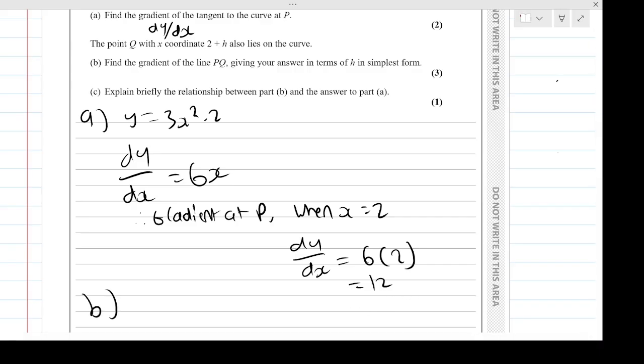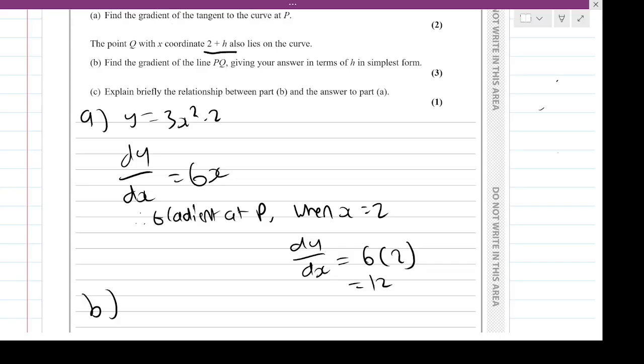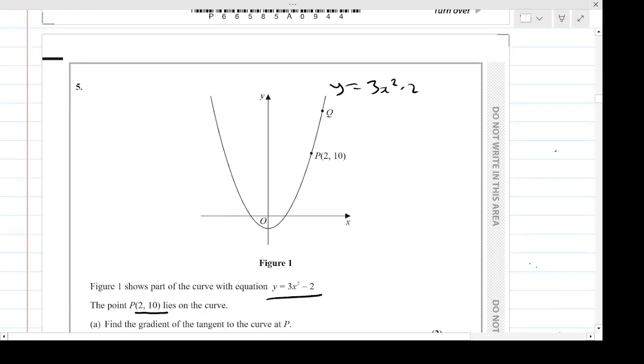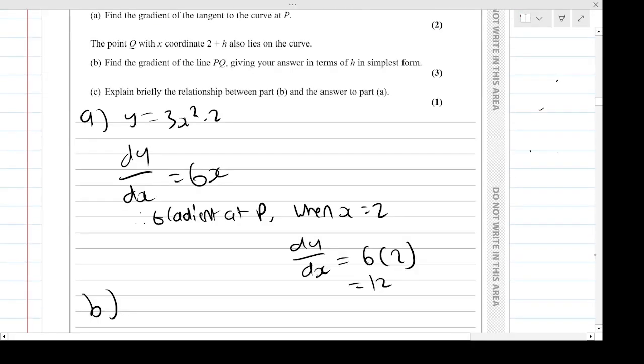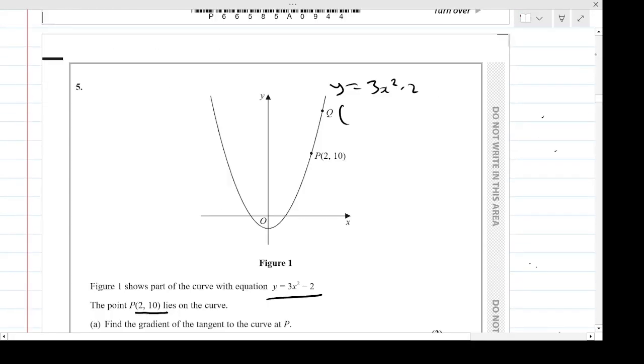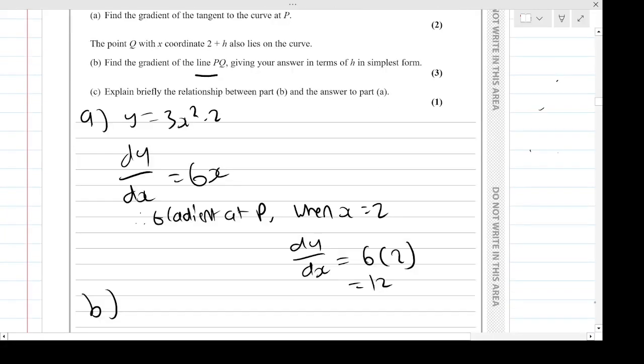Cool. Then part B says the point Q with x coordinate 2 plus h also lies on the curve. It says to find the gradient of the line P to Q. Right. So P to Q, so again Q is here. Right, so if I add that coordinate on, it says the x coordinate is 2 plus h, or h plus 2. But we don't know the y coordinate, right? Now, it says the gradient of the line.